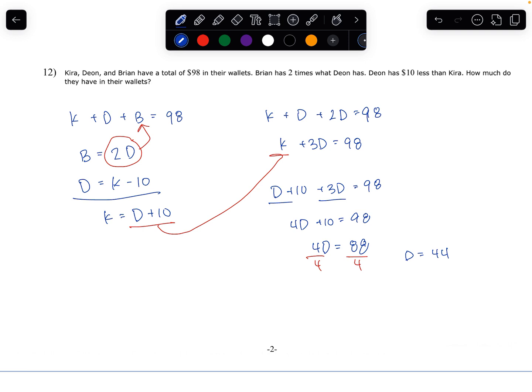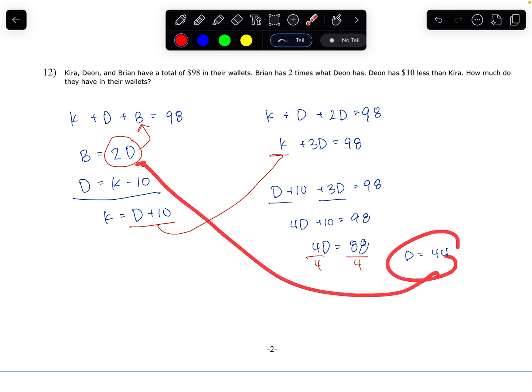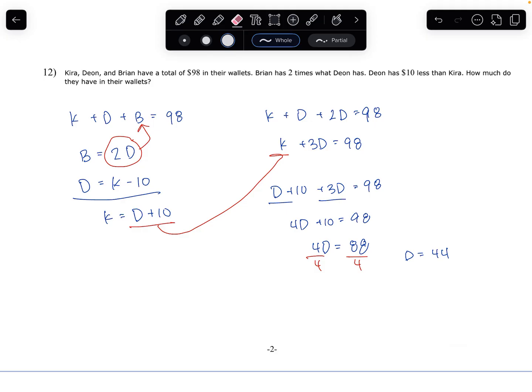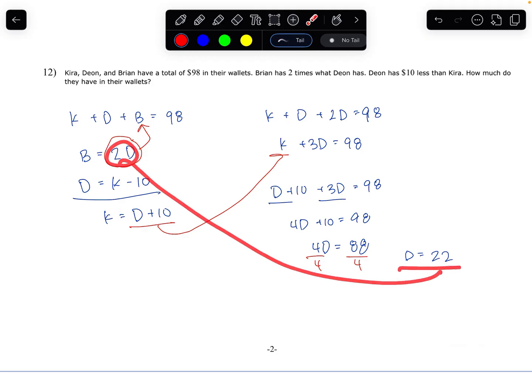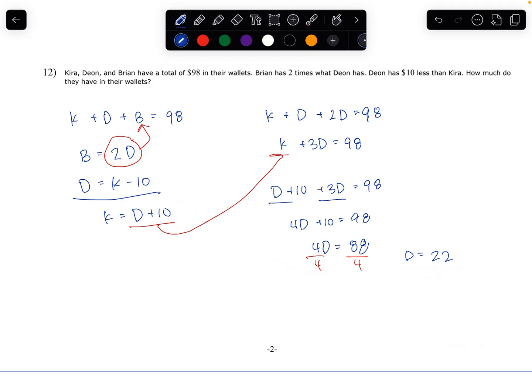Okay, well, if Dion has $44, Brian has double that amount. So we just have to multiply that by 2. And that, 44, right? Wait a minute, yeah. Sorry, that's not 44. That's 22. 22, yeah. So Dion has 22. So that means that Brian would have to have 44.